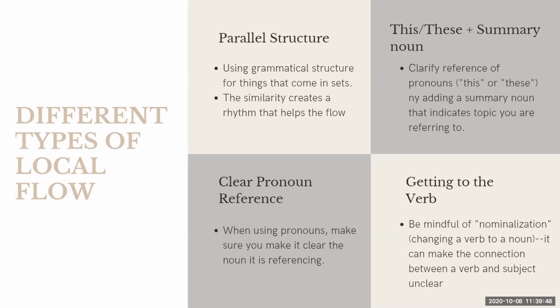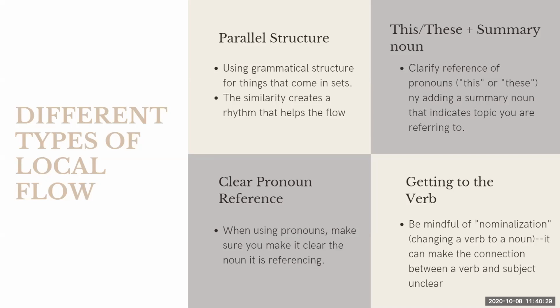Another local flow that you can use is this, these, and a summary noun. Oftentimes a common mistake that is seen in essays is that a writer will say "this indicates," but they don't necessarily include what "this" is. So you want to make sure that you're including a summary noun, just so that your reader has an understanding of what you're referring to when you say "this," and then you have your action verb.